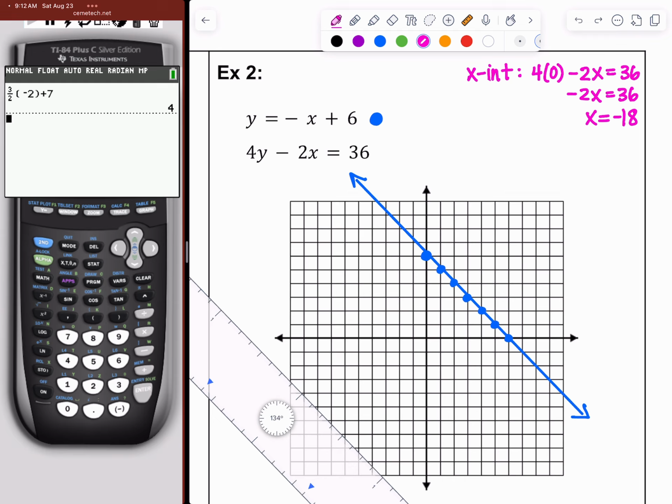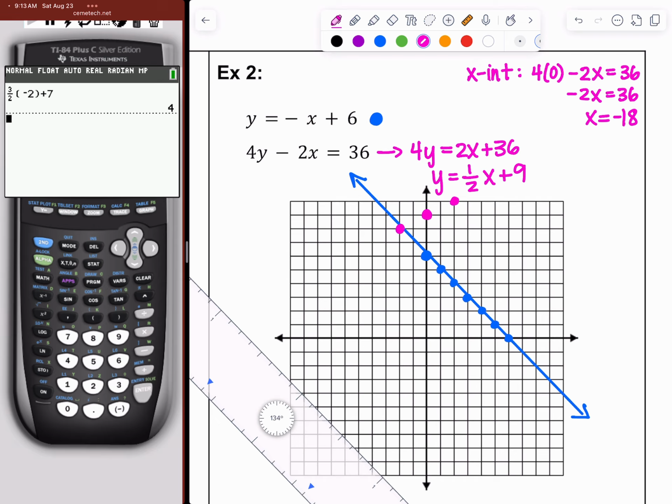So we will have to convert this to slope-intercept form. The first step is to add 2x to both sides, so that would be 4y is equal to positive 2x plus 36. And then we will divide everything by 4, so that would be y is equal to 1/2 x plus 9. So now we know we can graph it. The y-intercept is 9, which is here. And then my slope is 1/2, so that's going up 1 over 2.